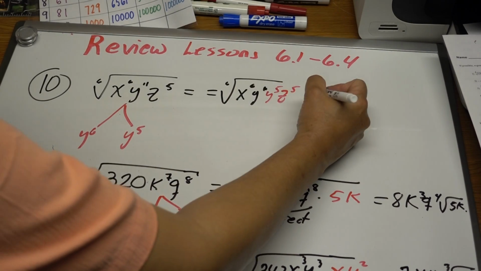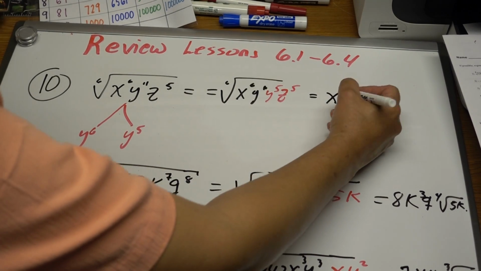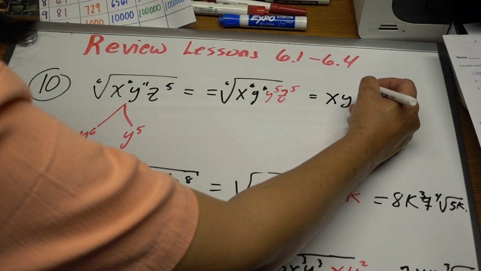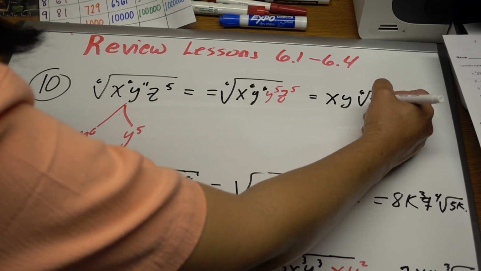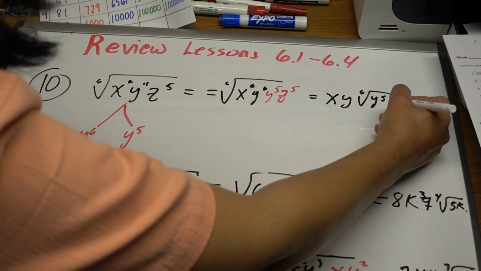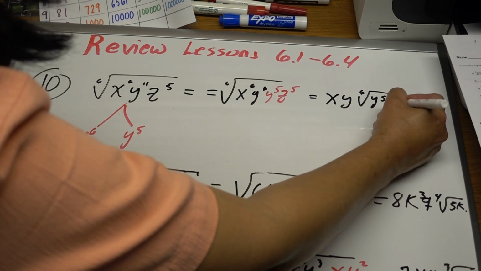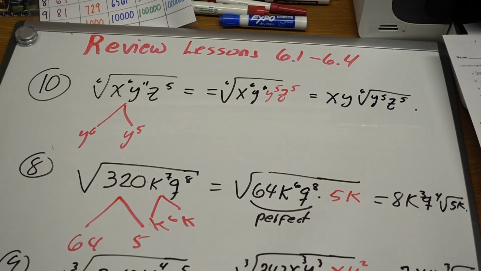So the answer of this is going to be x y times the 6th root of y to the 5th, z to the 5th. And that's the answer for number 10.